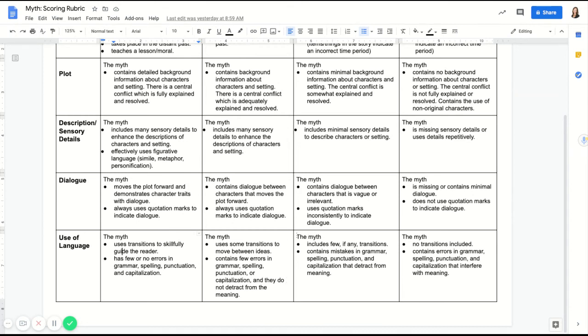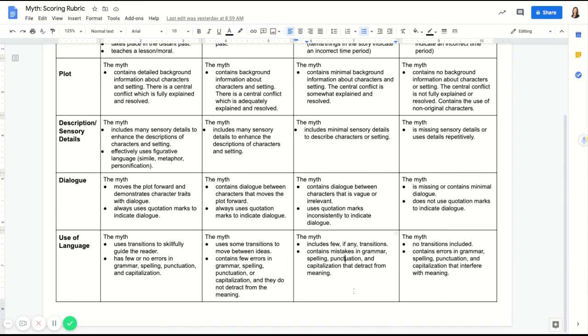An approaching standard here would be, the myth includes few, if any, transitions. So if you only have a couple, or if you don't have any transitions, you're going to be in this area. Also, the myth contains mistakes in grammar, spelling, punctuation, and capitalization that detract from the meaning. So if your errors change the meaning of your sentences and make it hard for me to read, then that will be a B or a C in the use of language category.